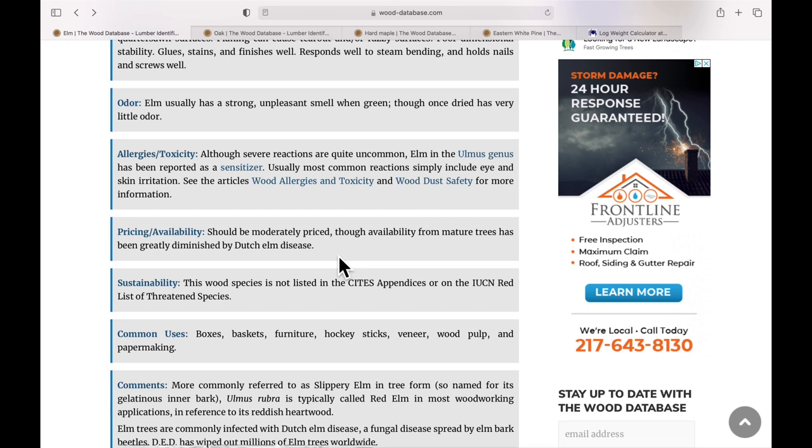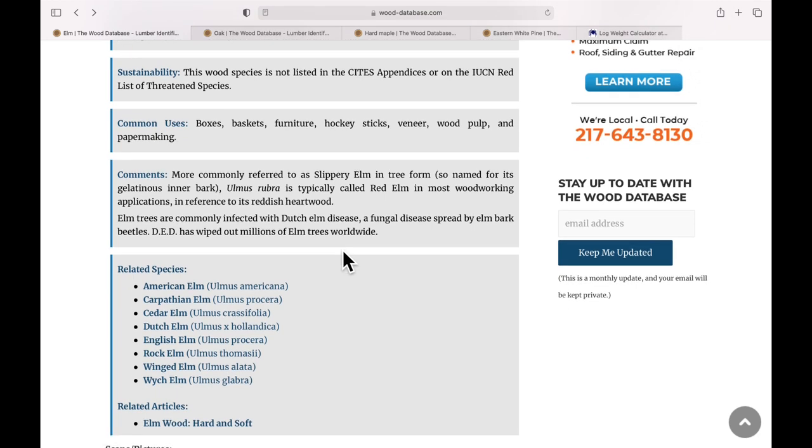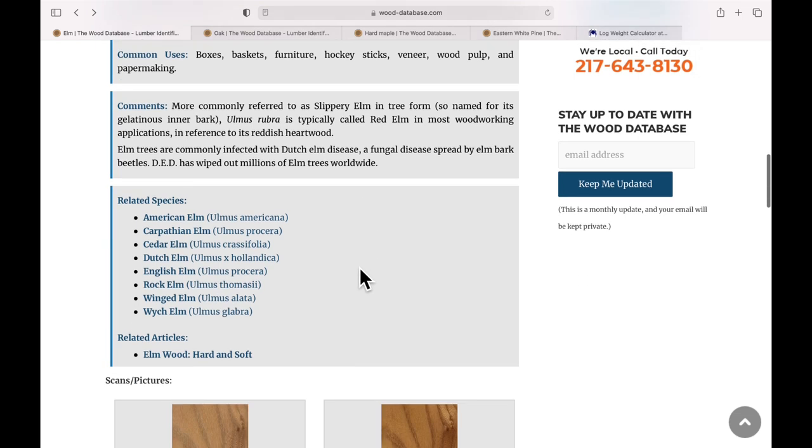and this is a variable category. It depends a lot on your region, so use it as a guideline. I wouldn't get too wrapped up in it. And it goes into some other things that are just useful, different information about things. What was elm used for? It's for baskets and furniture and hockey sticks. There's a lot of different information with each one of these. This one talks about the Dutch elm disease. So obviously there's a lot to go into this.